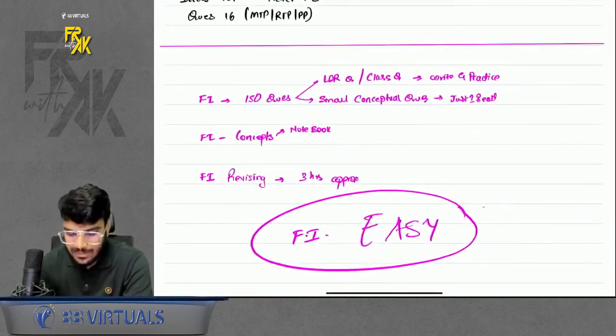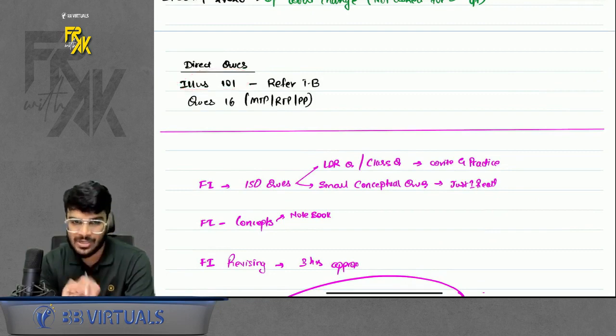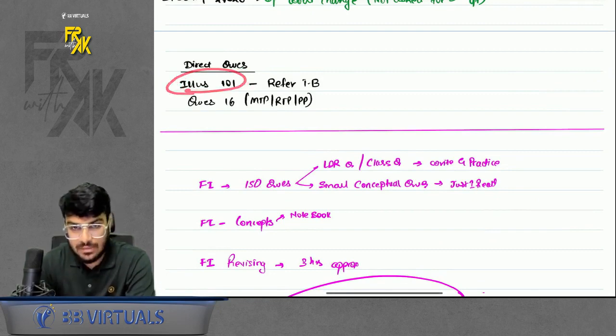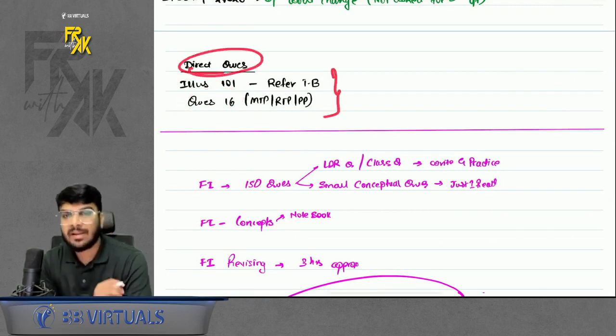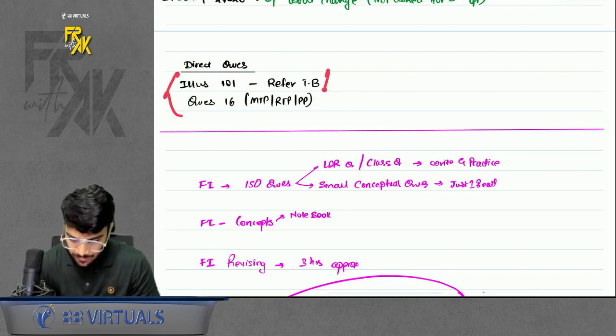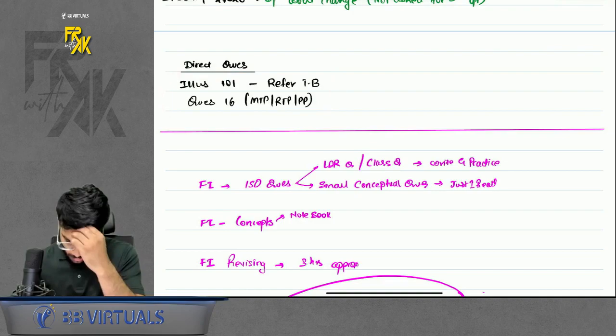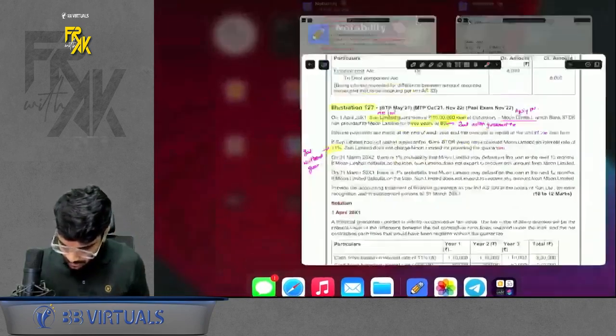Apart from this, there are two questions of my book, illustration number 101 of edition 7 and illustration number 16. Just refer to these two questions. These are direct questions, not based on any concept. We discussed them in class, but do refer to them at least once. If you want, I will show you which questions those are.